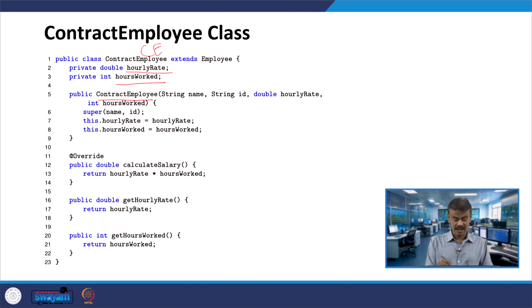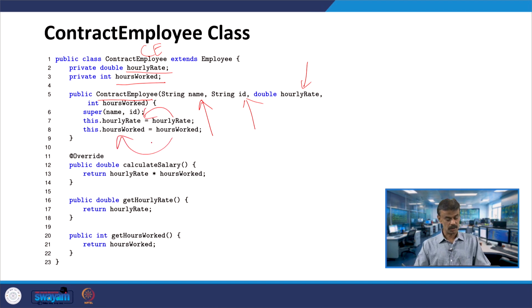The constructor has name string, ID string, and hourly rate that is double, so 4 parameters with hours worked as another parameter. Here we call them arguments, right. This is the constructor, and then the super class constructor will be called in line number 6. That means this.name equals name, this.ID equals ID, and this.hourlyRate equals hourlyRate, so this will be stored here, and hoursWorked will be stored in this.hoursWorked.